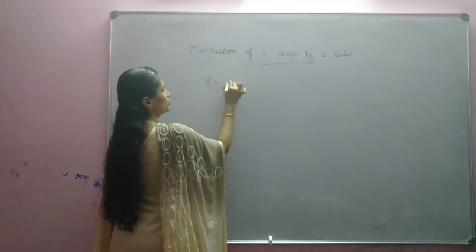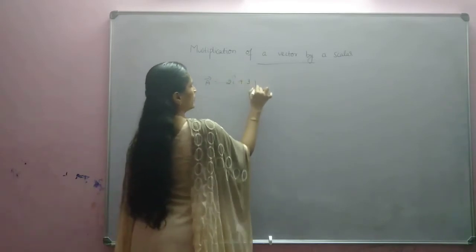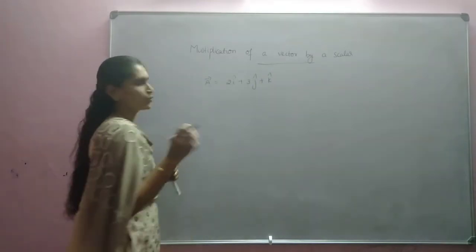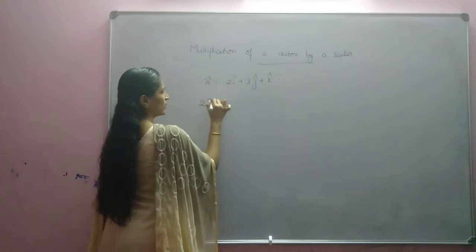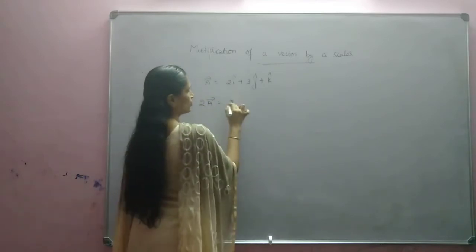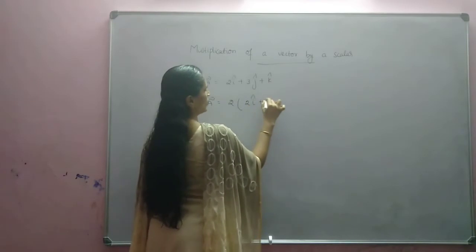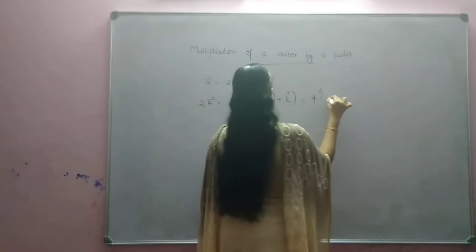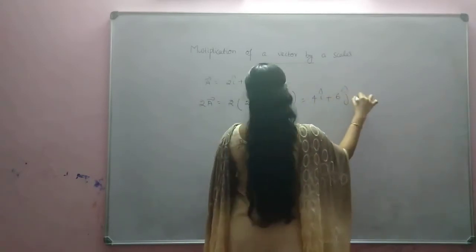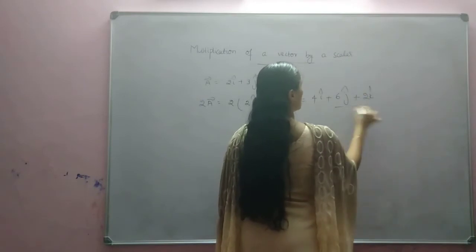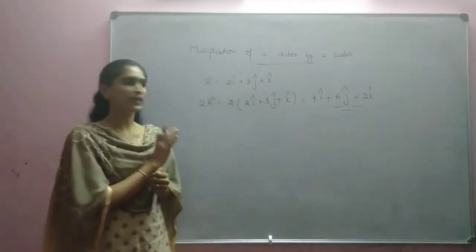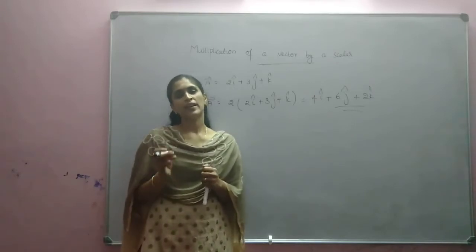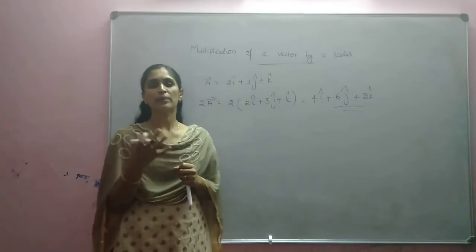Vector A is equal to 2i plus 3j plus k. We are multiplying that vector by 2. So what will we get? 2A is equal to 2 into (2i plus 3j plus k), which is equal to 4i plus 6j plus 2k. This means that if we multiply a vector by a scalar, we get a vector with the magnitude multiplied by that many times.